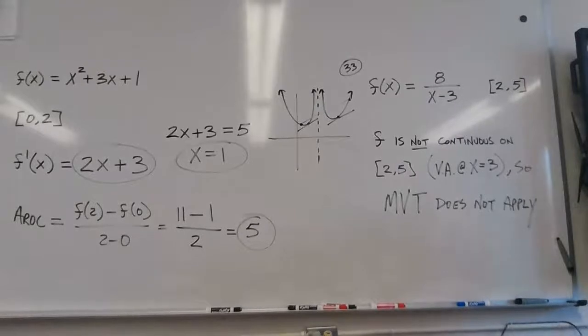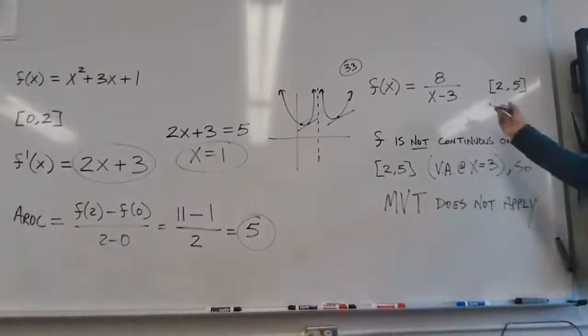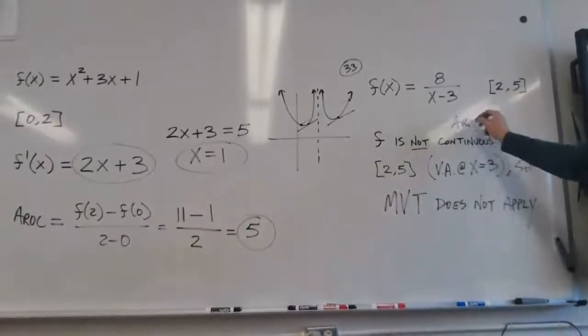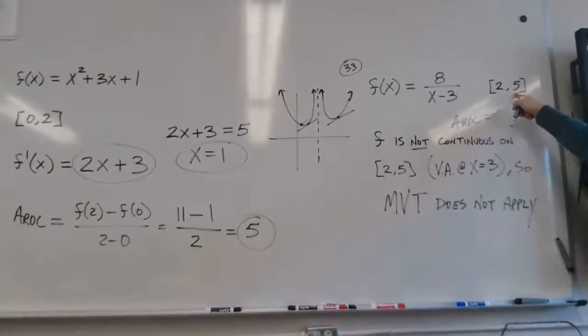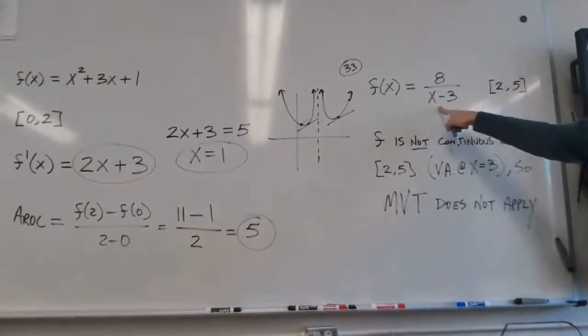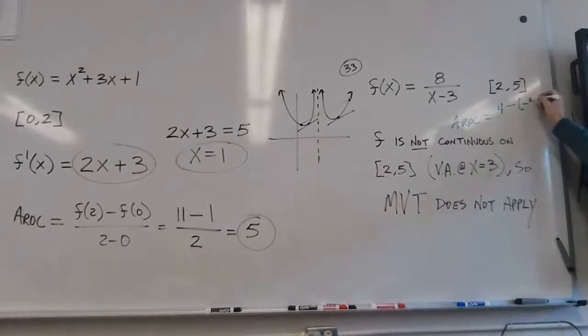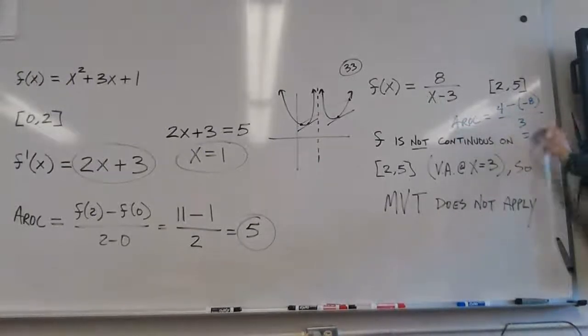Just because I know you're dying to know, let's show algebraically why I think this one's not going to happen. So the average rate of change would be: plug in 5, you get 4. Plug in 2, you get -8. Then divide by 3, that's an average rate of change of 4.